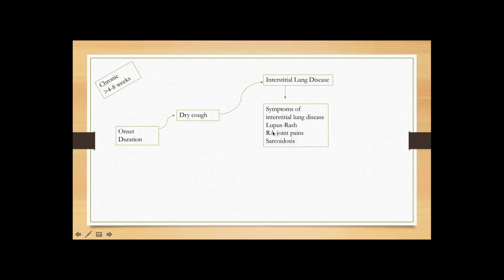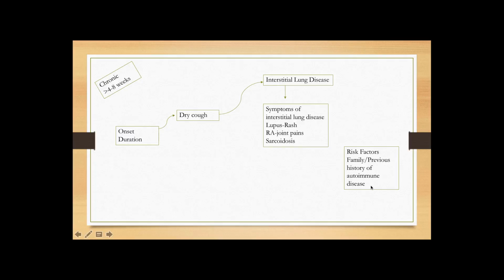So what are some of the symptoms of interstitial lung disease? They may have a rash. A lot of the times, the most common finding is a skin rash like in lupus or rash in other disorders. If it's a rheumatoid arthritis patient, they may have joint pain and inflammation. A sarcoid patient usually is African American, and they have chronic findings like sarcoid nodules on the skin exam. So sarcoid nodule is a key feature in this setting.